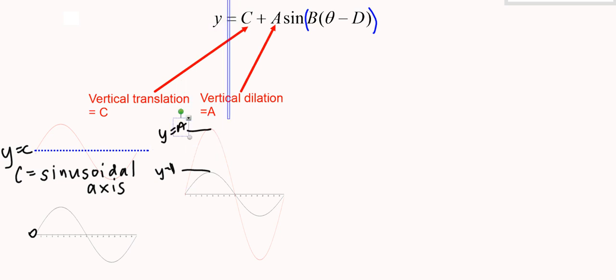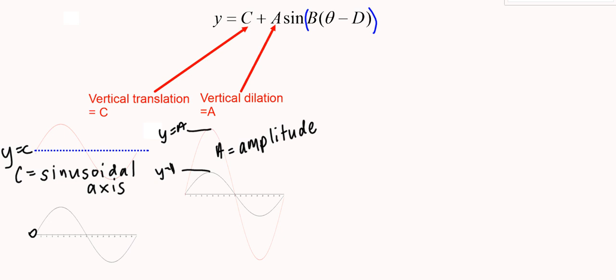Now, one way of thinking about it is that that's how far I go above the sinusoidal axis. Normally I go 1 above and 1 below the sinusoidal axis, but when I have a dilation, I'm going to go a above and a below the sinusoidal axis. This is called the amplitude.